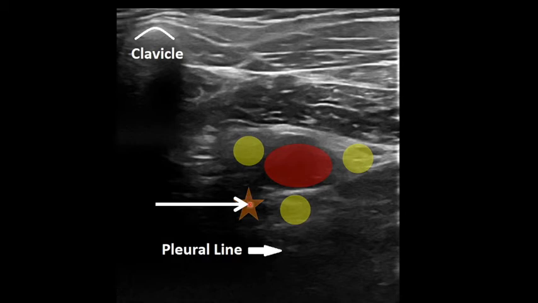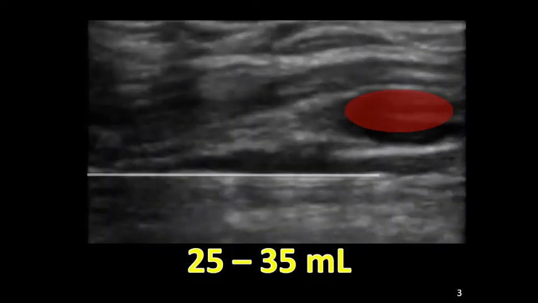If the needle tip is placed in the correct position within the axillary sheath, injection of anechoic anesthetic should fill around all three cords.